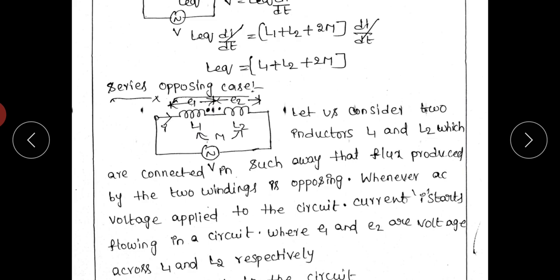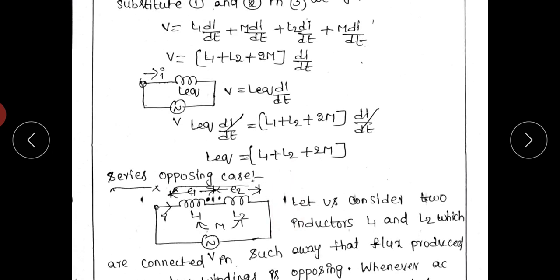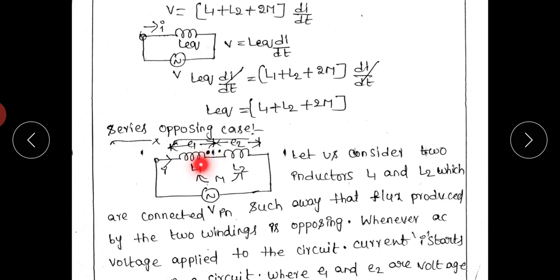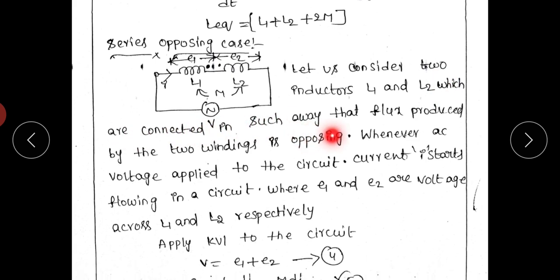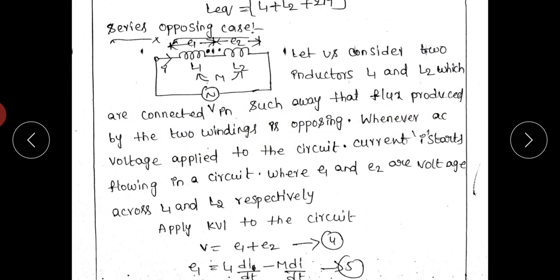In the previous case, in the first inductor the current entered from the first end, and similarly in the second inductor the current also entered from the first end. Here, in the first inductor the current enters from the second end, and in the second inductor the current enters from the first end. So this connection is called series opposing connection. Here also the current flowing through the two inductors is the same. So let us consider two inductors L1 and L2 which are connected in such a way that the flux produced by the two windings is opposing. So if currents are flowing in these directions, then the flux produced by the two inductors is in opposite directions. Finally the resultant flux will decrease.